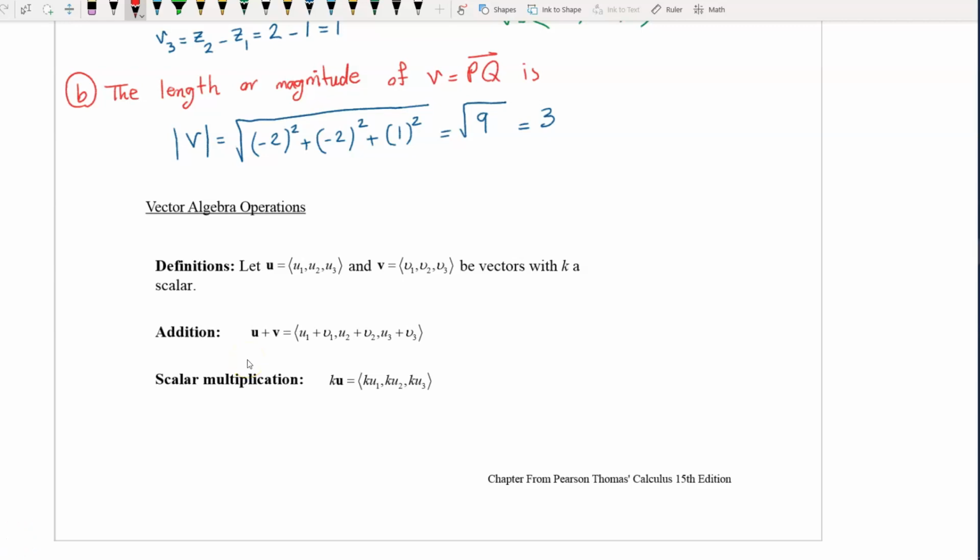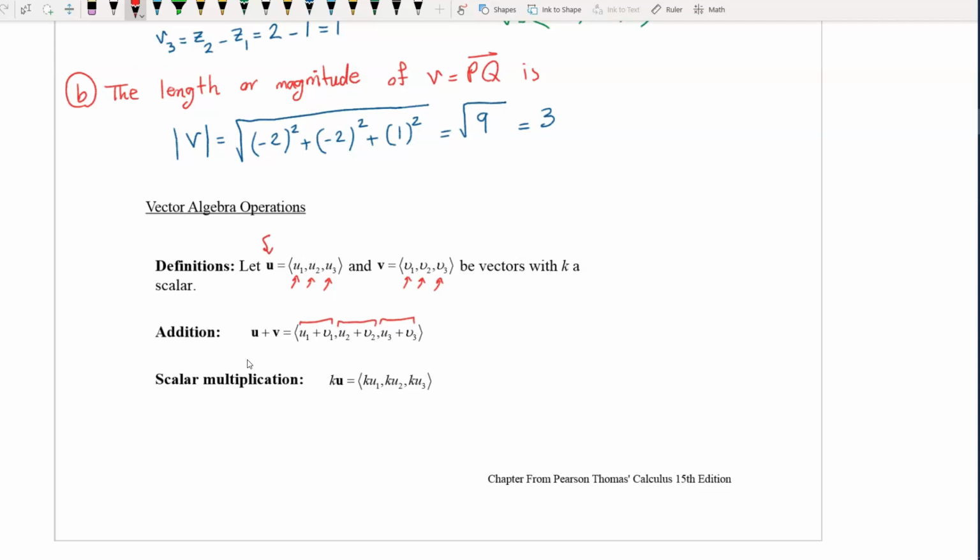So here we have the addition rule for these two components. u plus v is equal to, we're going to use what we have for the first one, u1 plus v1, comma, u2 plus v2, comma, and finally u3 plus v3. And for scalar multiplication, here we have k times u. So this is what we have for this component.